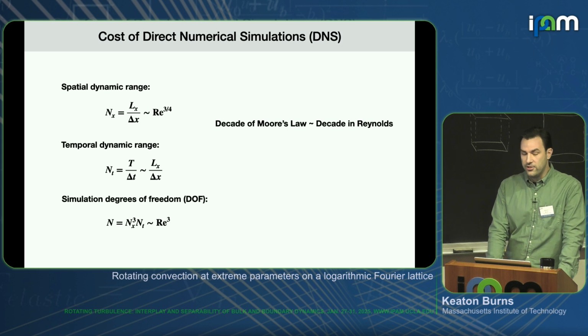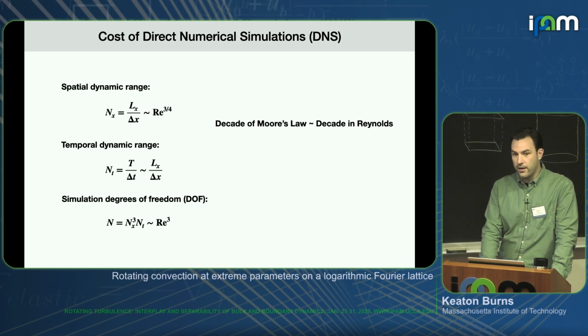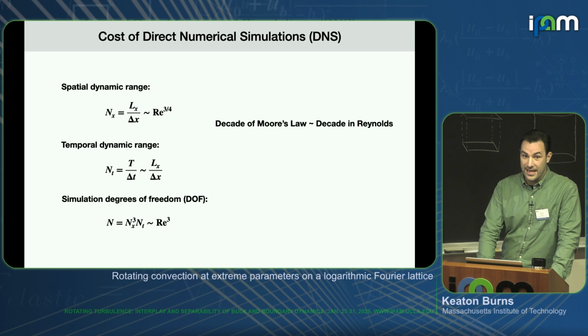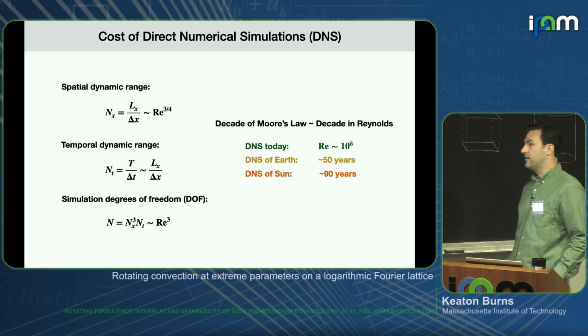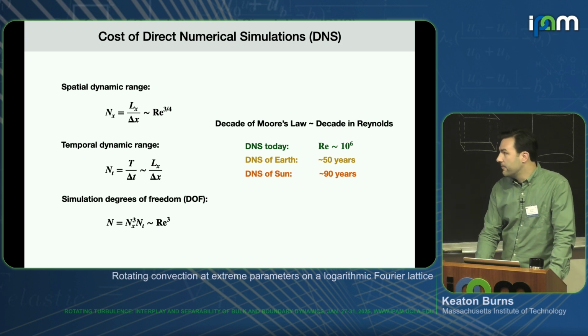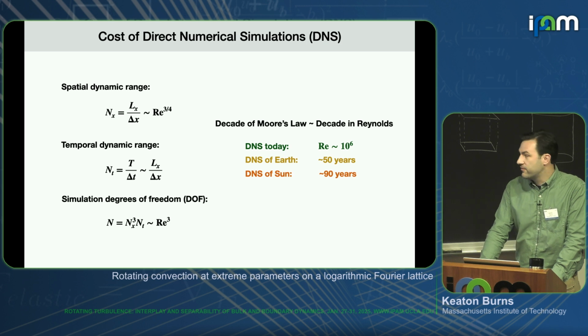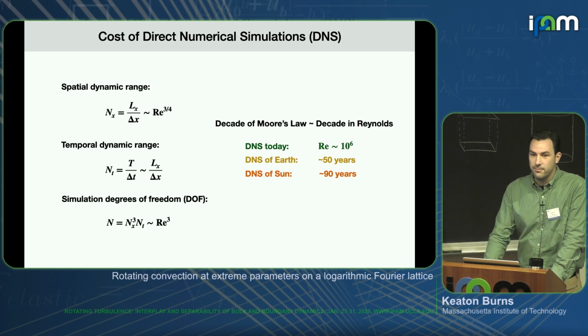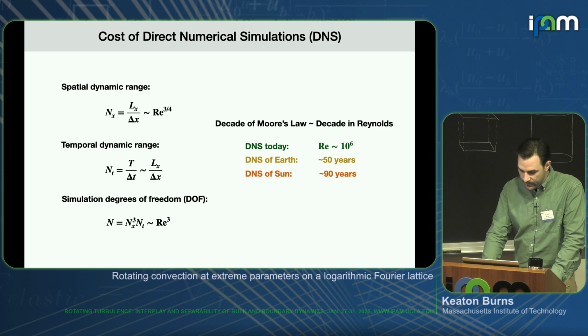So basically, we just have to wait for computers to get faster to do higher Reynolds number flows, and this is happening very slowly. The DNS we looked at today is an integral scale Reynolds number of something like 10 to the 6. But to extrapolate to the Reynolds numbers of planetary or astrophysical systems, we're going to have to wait many decades for DNS to be good.